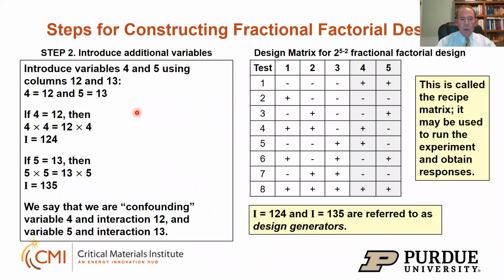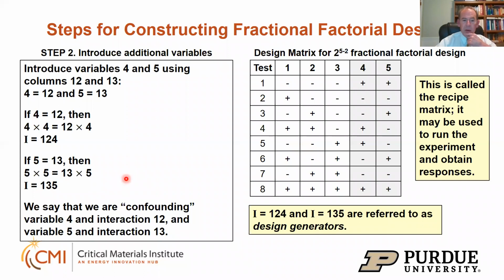All right. So I said that what we're going to do is introduce variables 4 and 5 using column 1 2 and column 1 3. Using some symbolic nomenclature, note that column 4, I'm introducing that by using column 1 2. And variable 5, I'm introducing that using column 1 3. So if variable 4 is equal to 1 2, then I can multiply both sides of that relation by 4. Column 4 times column 4 is going to be column I, and column 1 2 times column 4 will be 1 2 4. So here's another way of writing out this 4 equals 1 2 assignment. Similarly, for variable 5, multiply both sides of this relation by 5, I get I equals 1 3 5.